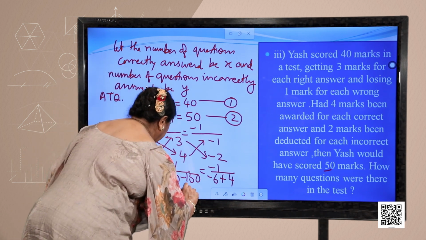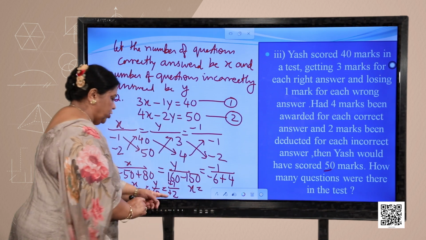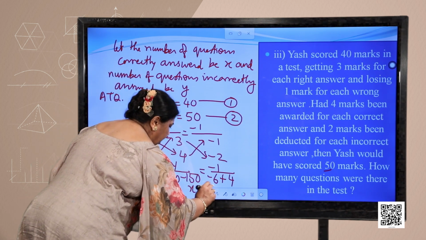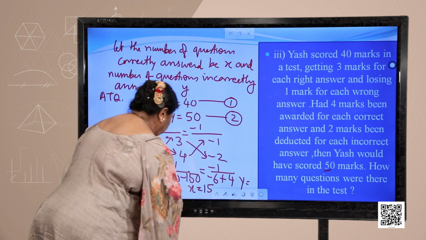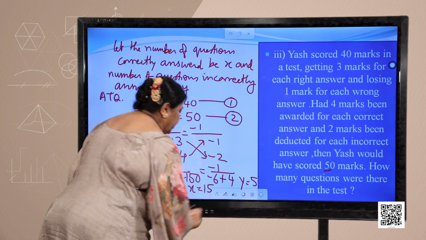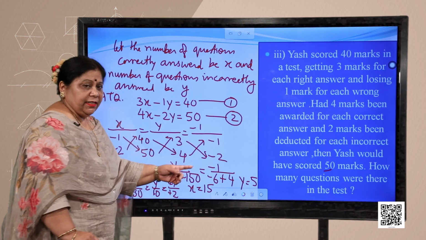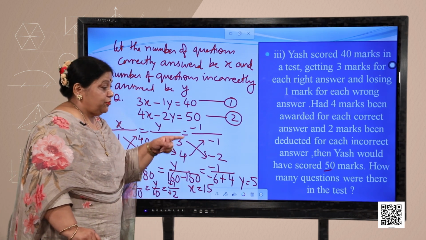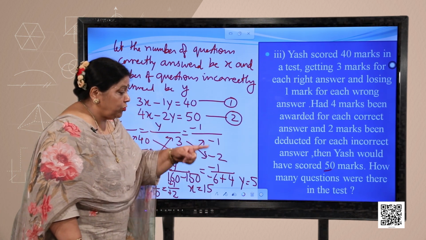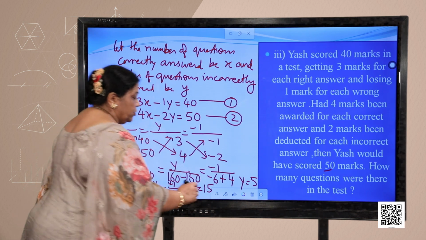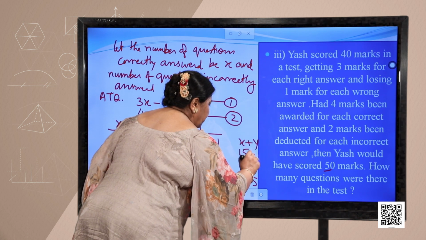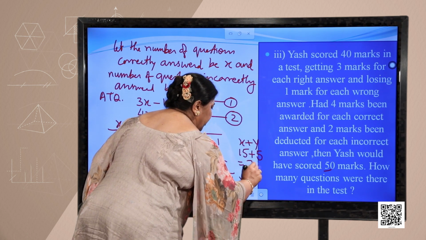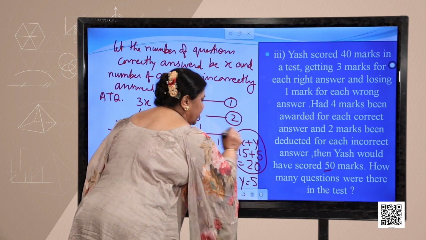So, I get x is equal to 30 upon 2, what is that? 15. And what is y? It is 10 upon 2, that is 5. So, x is 15 and y is 5. The question is to find out the number of questions in the test. So, it is x plus y, that gives me 15 plus 5, that is 20. There were 20 questions in the test.